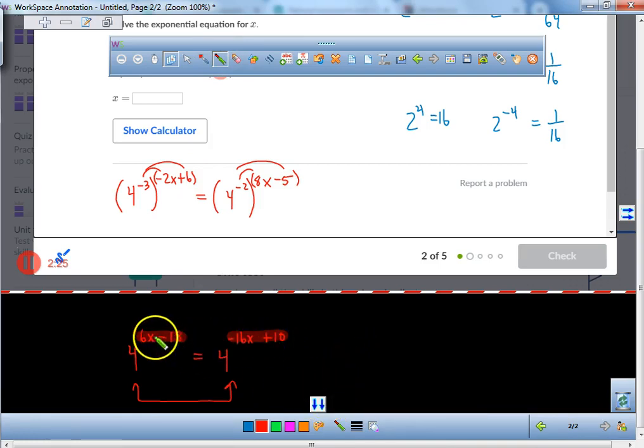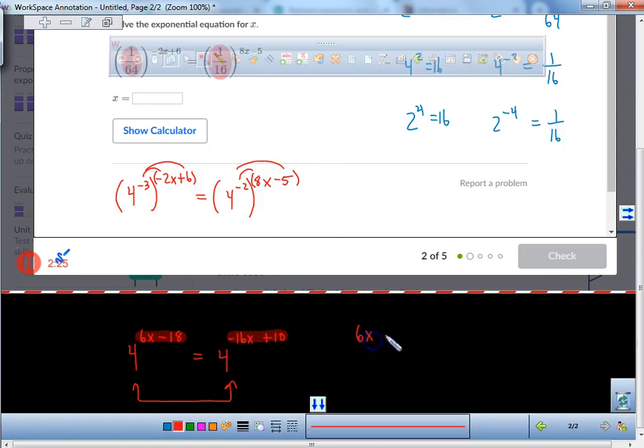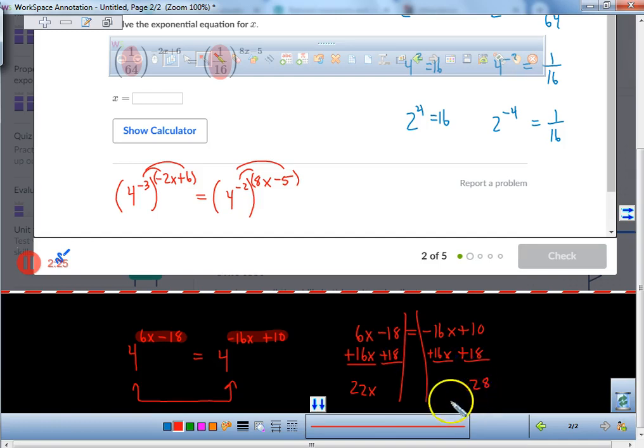So these expressions are now equal to each other. So now I can just simply write 6x minus 18 equals negative 16x plus 10. Okay? So I'm going to solve for x. Add 16x to this side, add 16x to this side. I get a total of 22 x's. Add 18, I get a total of 28.